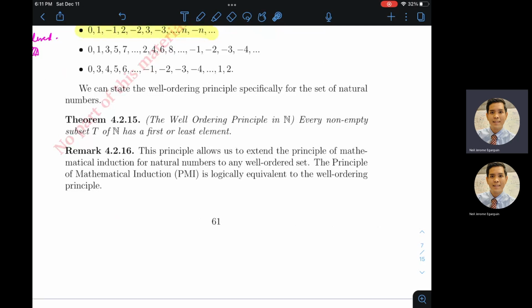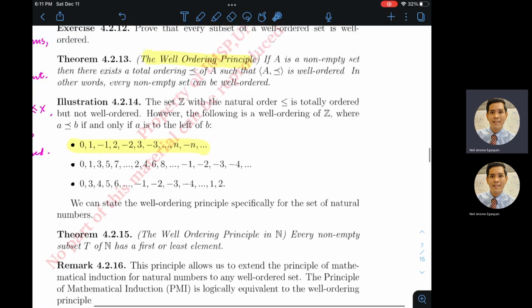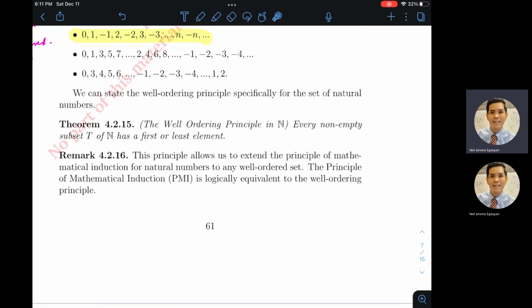Theorem 15 is just the well ordering principle for the set of natural numbers. Generic yung well ordering principle na nasa theorem 13. This will work for any non-empty set. Pero pwede nating i-specify to or i-instantiate to taking A equals capital N. And this version might come in handy when we go into Peano's axiom later this week. All right? So it says that every non-empty subset T of N has a first or least element.